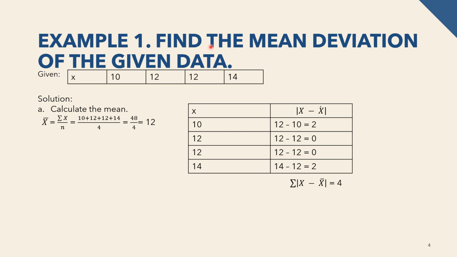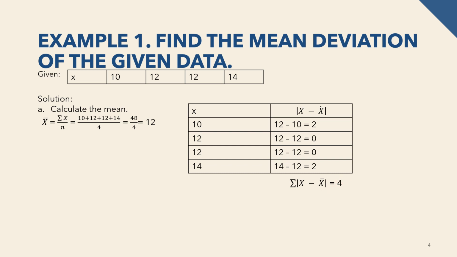Example number one, find the mean deviation of the given data. The given data is x: 10, 12, 12, and 14. To calculate the mean, of course we add all, and the total is 48 divided by 4 because there are 4 cases. So that is 12, that's why the mean is 12. So we have x minus x bar: 12 minus 10 is 2, 12 minus 12 is 0, 12 minus 12 is 0, 14 minus 12 is 2. If we add these to get the sum, the total is 4.